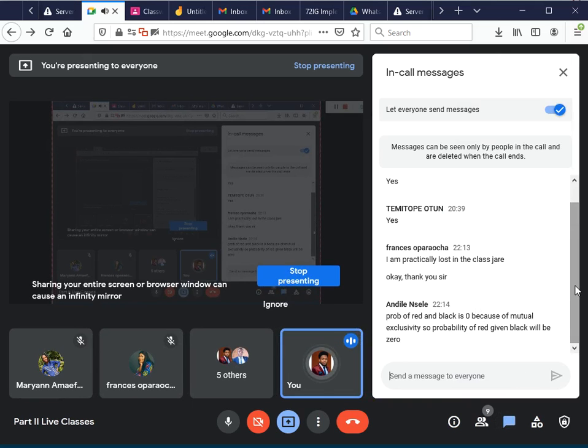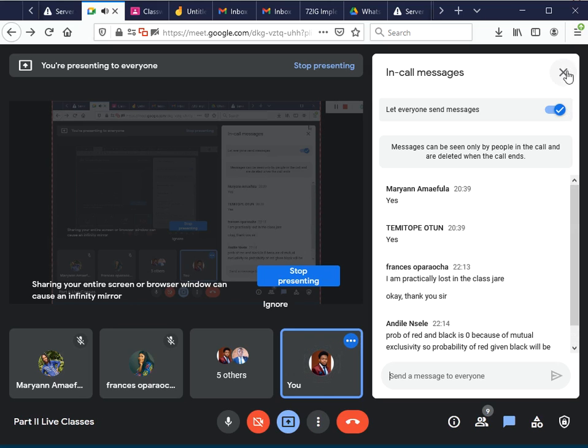Oh, I just saw this message now from Antile. Probability of red and black is 0 because of mutual exclusivity. So probability of red given black would be 0. Yeah, that's correct. That's very correct.